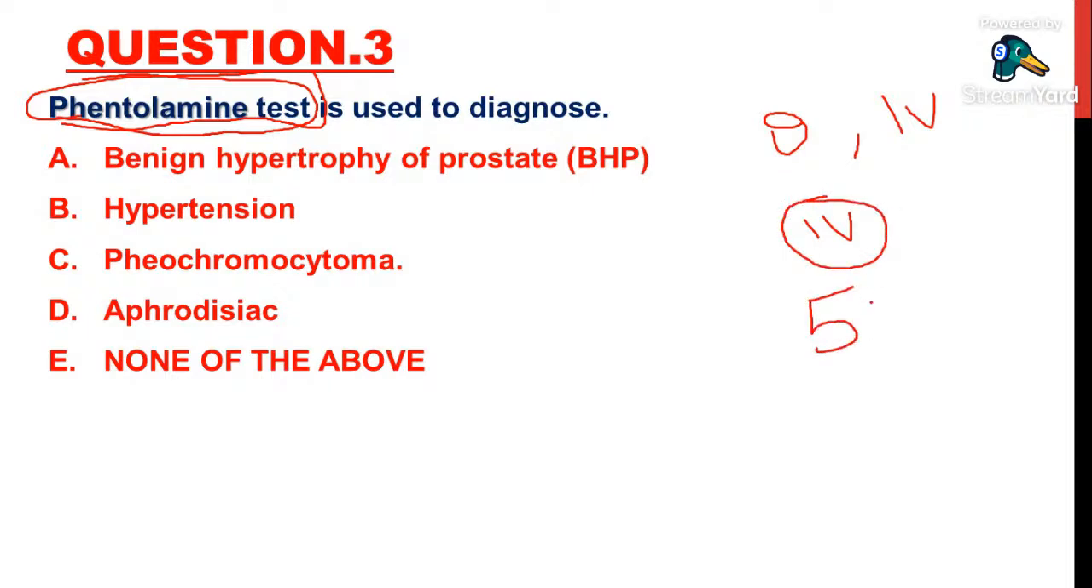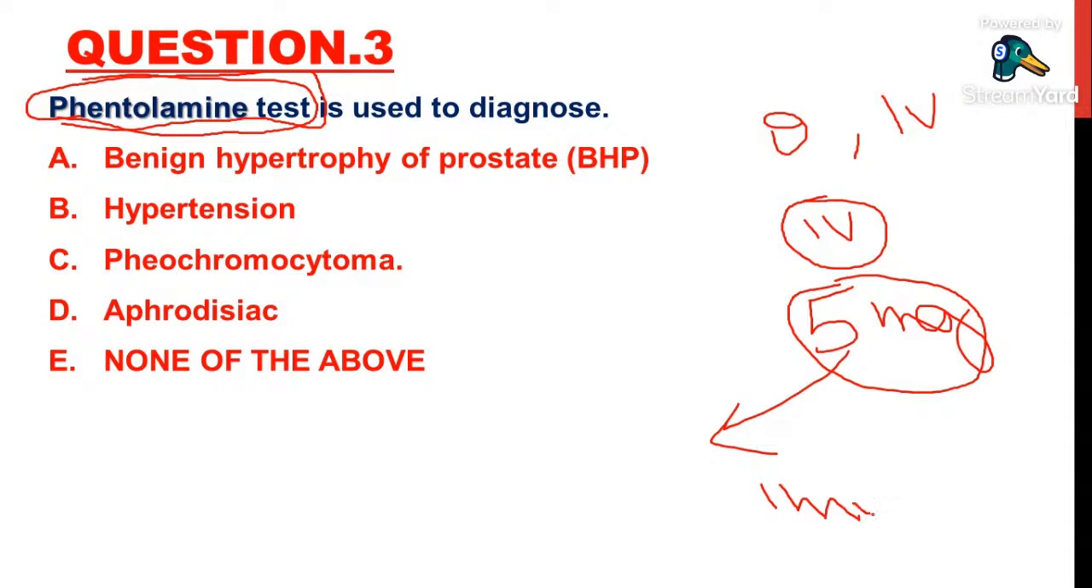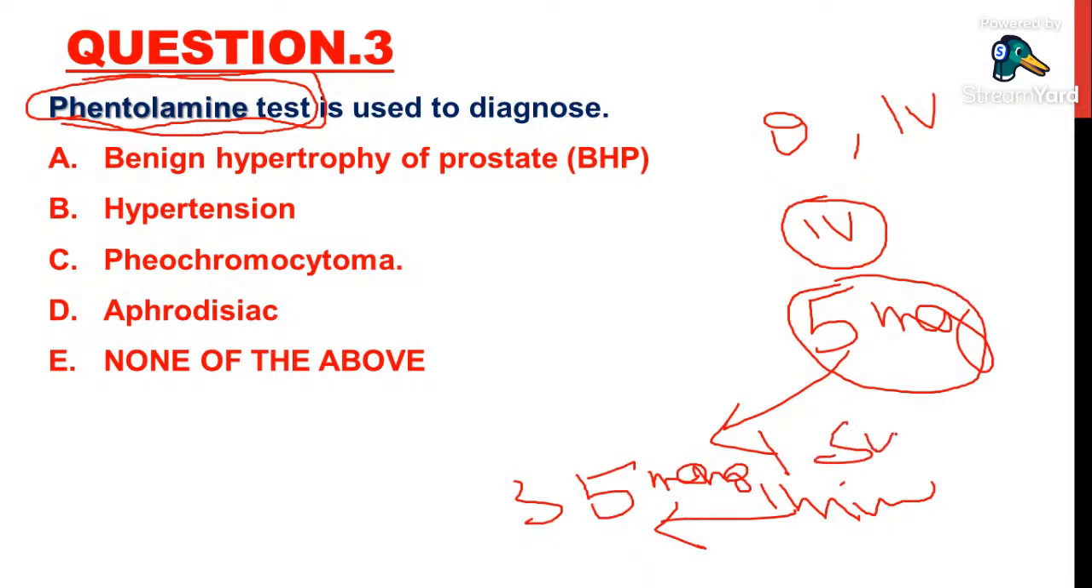5 mg of IV phentolamine is injected into the patient over 1 minute, and in this time, if the patient's systolic blood pressure falls by more than 35 mm Hg, then that test is called phentolamine test. Actually, the phentolamine test is used to check whether the patient's blood pressure is decreasing or not. This test is performed particularly in pheochromocytoma.